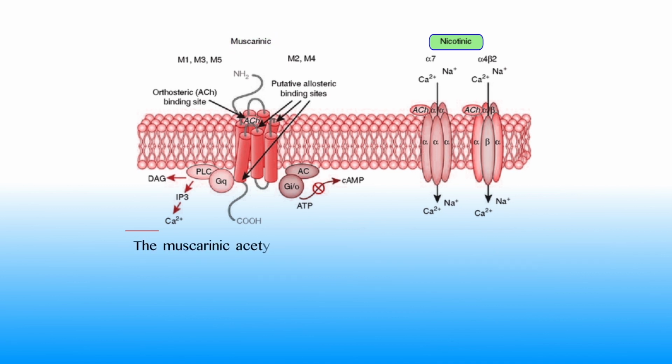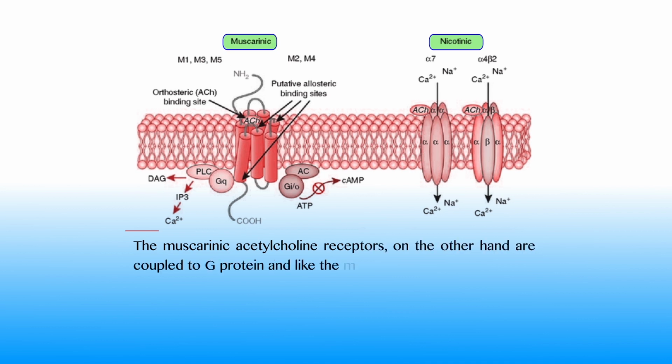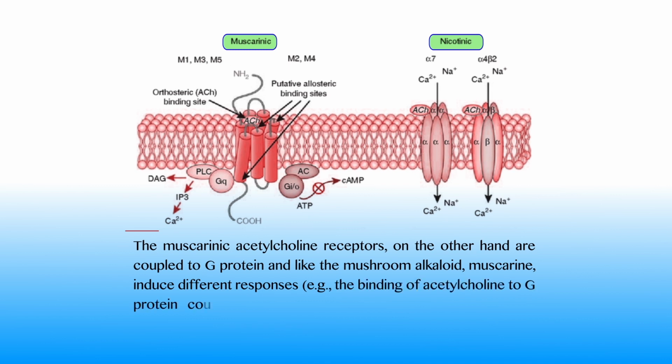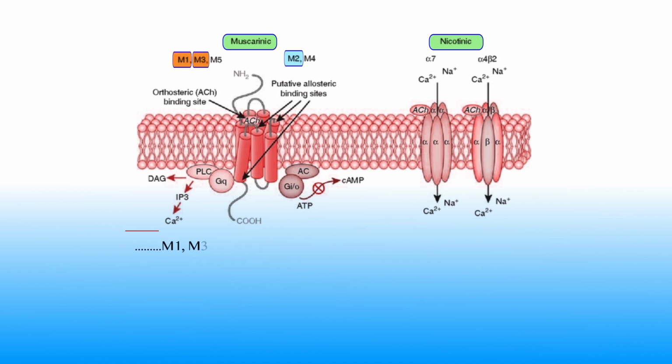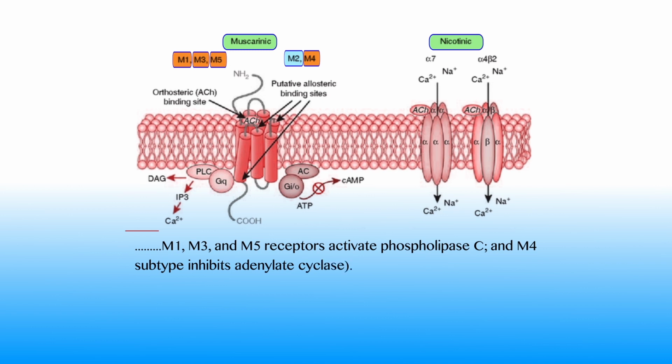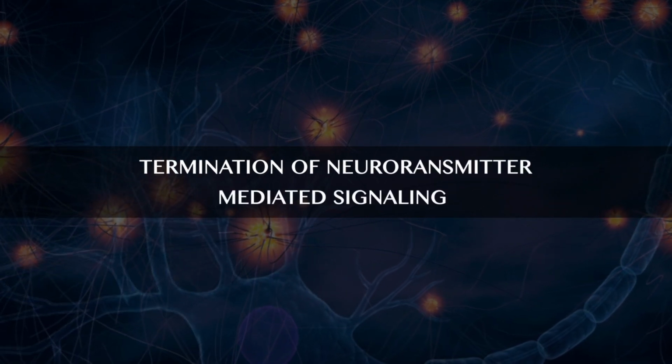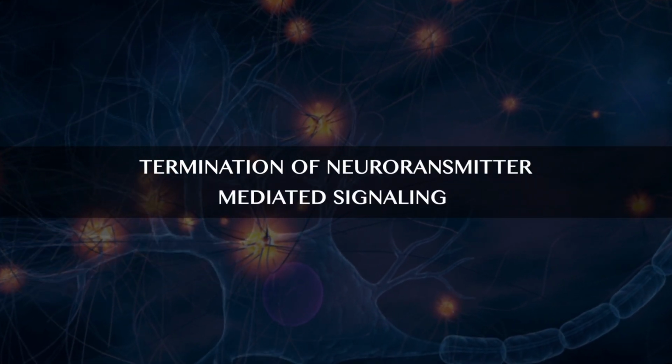The muscarinic acetylcholine receptors, on the other hand, are coupled to G protein and, like the mushroom alkaloid muscarine, induce different responses. For example, the binding of acetylcholine to G protein coupled M2 receptor in heart muscles results in hyperpolarization lasting seconds. M1, M3 and M5 receptors activate phospholipase C and M4 subtype inhibits adenylate cyclase. Next, let us learn about termination of neurotransmitter mediated signaling.